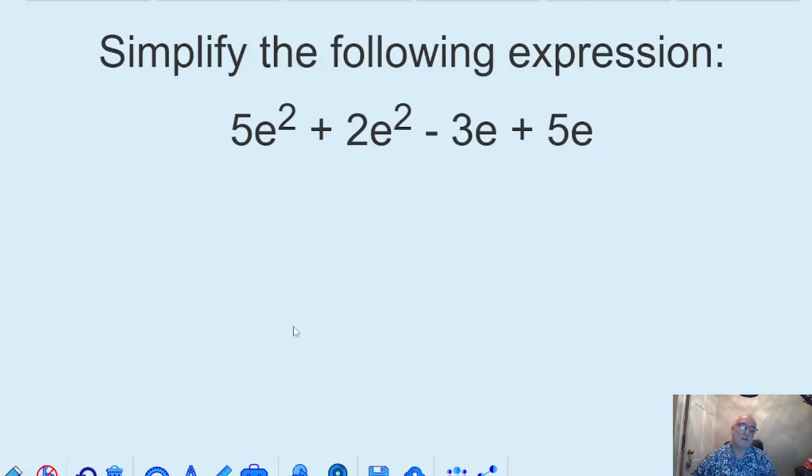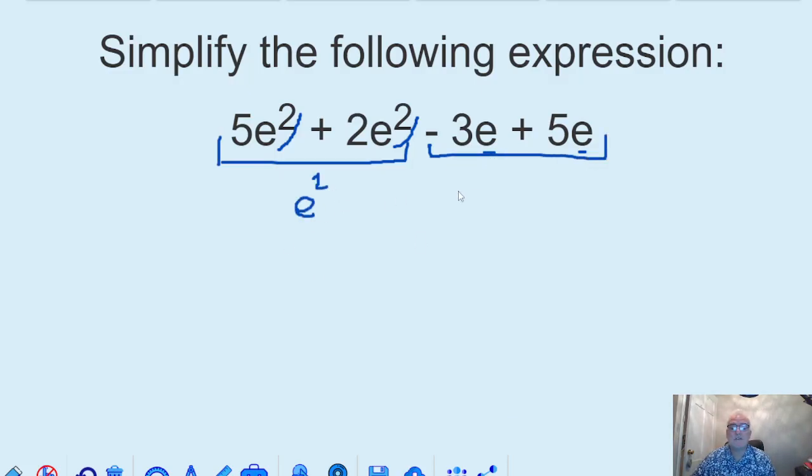Right, so let's have another question. This time, again, we can see we've got E's all the way through, but what you can see is this is E raised to the power of 2, E raised to the power of 2, and this is just E raised to the power of 1. So if you think they are 2 totally different terms, I can combine the first 2 into one pot and the next 2 into another pot. So I've got E squareds and I've got E's.